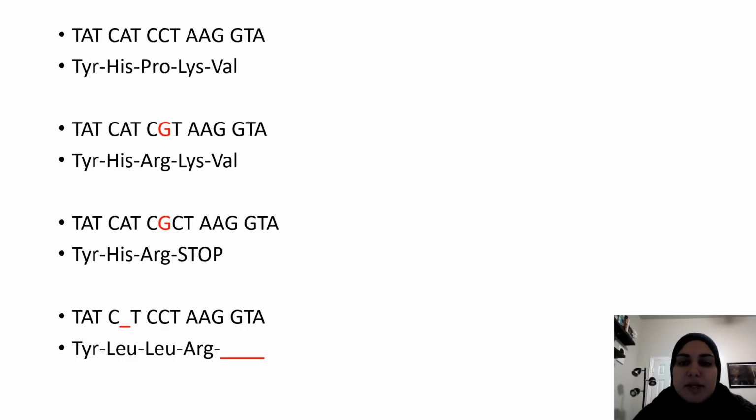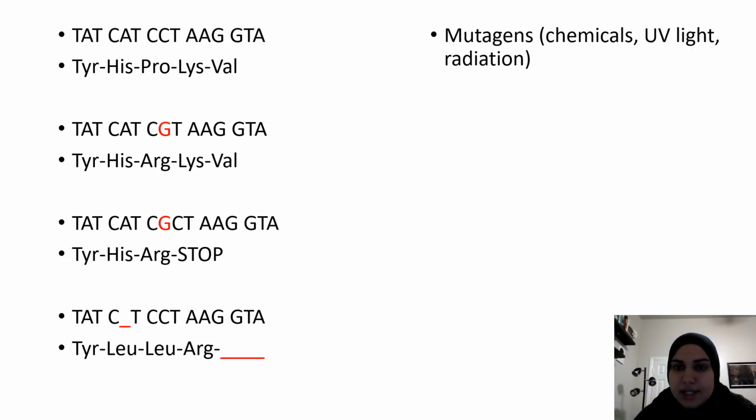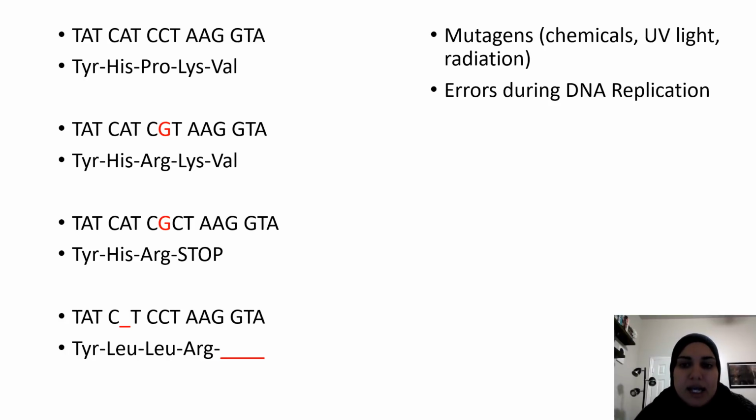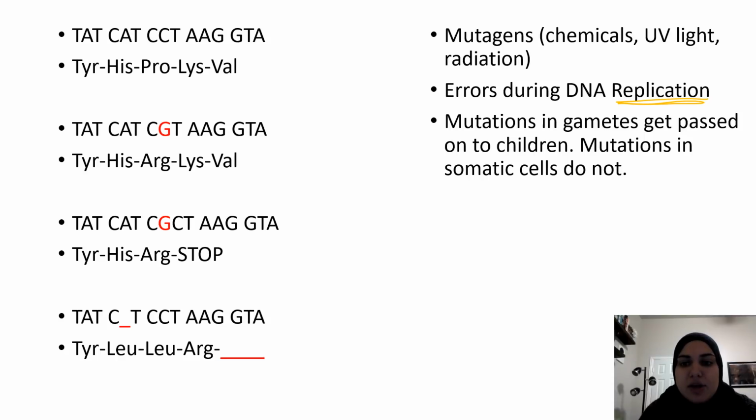Alrighty, sometimes when I'm copying my DNA though, I can make mistakes. So for example, mutagens, which are chemicals, UV light or radiation, can actually mess up my DNA. I can also, again, mess up my DNA during DNA replication. Remember, the word replication means I'm making a copy. If I mess up my DNA, then it will get passed on to my kids if it happens in my gametes. Remember, the word gamete means sex cell. If I mess up my DNA in my somatic cells, my body cells, it does not get passed on to my kids. So for example, if I accidentally dump my hand into a mutagen, I am messing up my somatic cells. That messed up DNA won't get passed on to my kids.